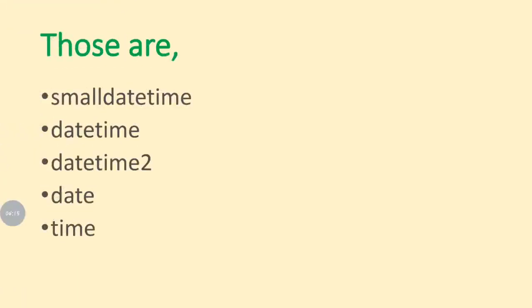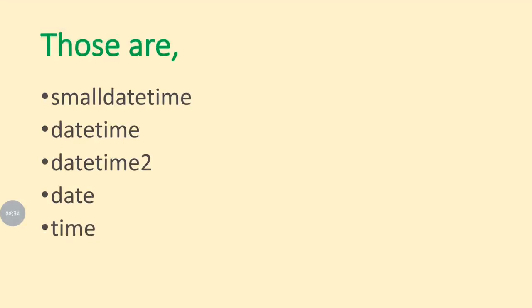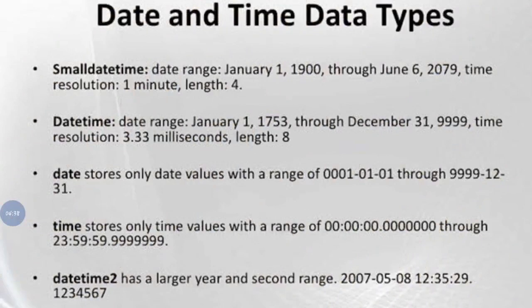So the different types are smalldatetime, datetime2, date and time. These 5 are the data types which are available under date and time data types. We will see one by one what the usage of smalldatetime and datetime2 is, like that. We will see each and every data type which is available under the topic date and time now.